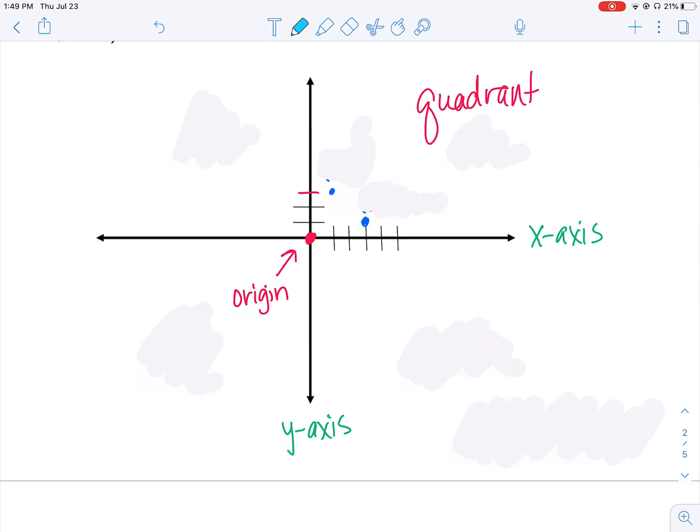You've noticed that it kind of breaks up this graph into four different parts. We call these parts quadrants. Quadrant 1 is the one in the top right corner. It then goes counterclockwise from there. So this would be quadrant 2, this would be quadrant 3, and this would be quadrant 4. And we always use Roman numerals to label our quadrants. So make sure you know where quadrant 2 is if I ask you to maybe plot a point in that quadrant, or quadrant 3 or quadrant 4.